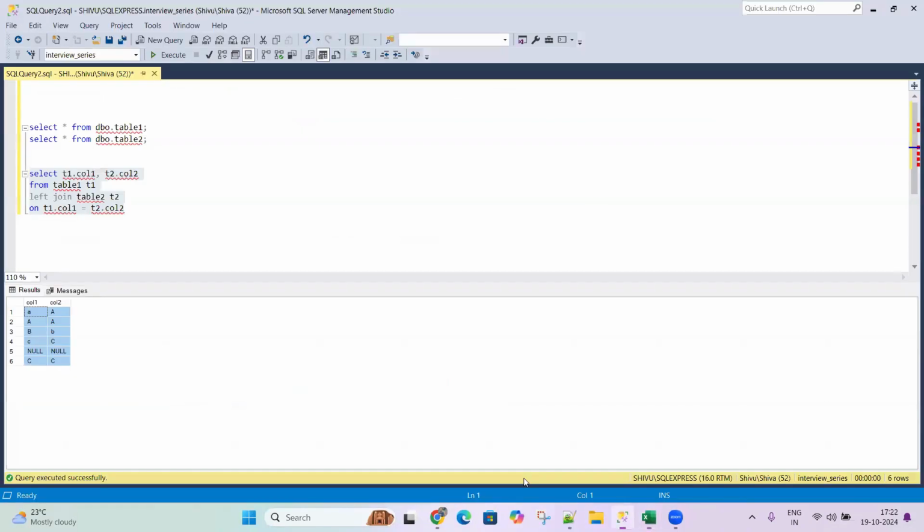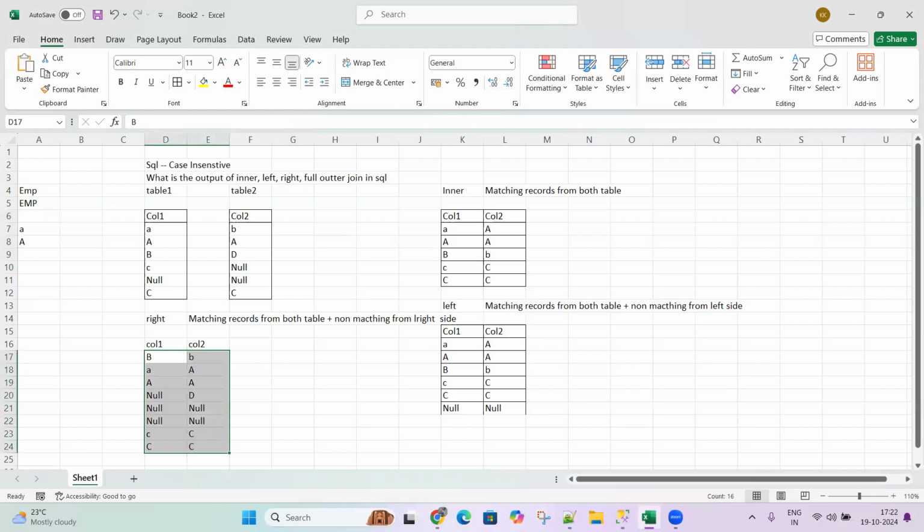So let's see it in the SQL query again. We just change it to right. When we execute this, you can see here, this is the output. When you compare it in Excel, you can see B matches with B, A matches again here, and D doesn't match with anything. Null is there. We have to take null, null, and CC. So now I hope you understand how to get the right outer join.